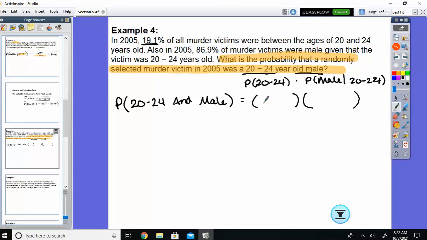So the probability of 20 to 24 is 0.191. If we already know that you're 20 to 24, what was the probability that you were a male? That's what we found out in the last problem, and I also just restated it here. So now if we multiply those, we get 0.1660.